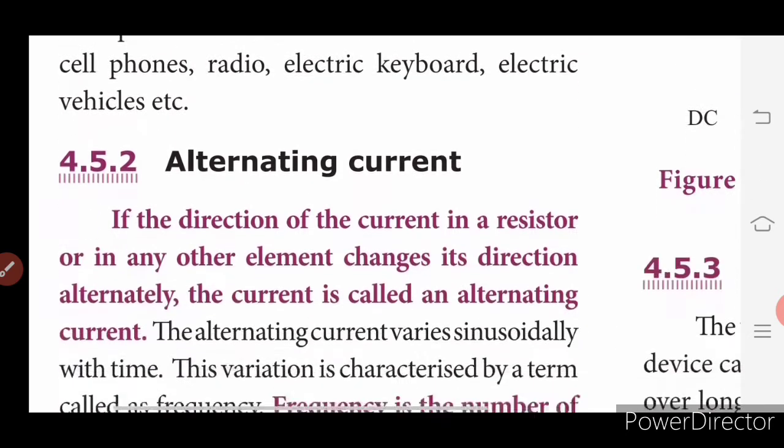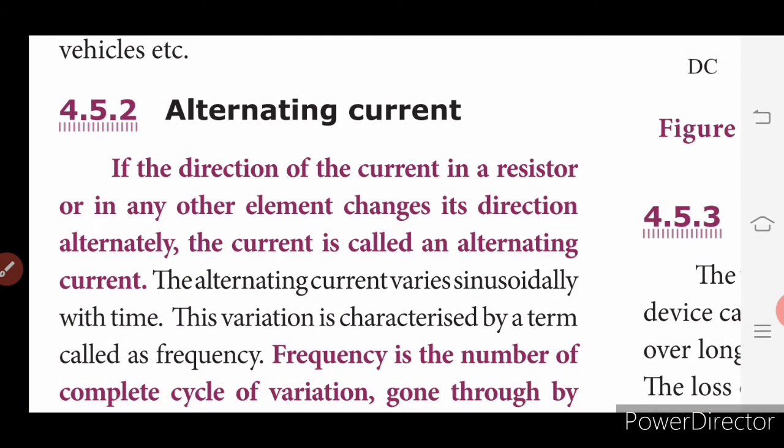The next one: what is alternating current? If the direction of the current in a resistor or any other element changes alternately, that is, continuously in a zigzag manner, up and down or left to right, that is called alternately. The current is then called alternating current. When the current alternates, we call that current alternating current. Whereas in direct current, the current flows in a straight line, in alternating current it is not like that. The current gets alternated.